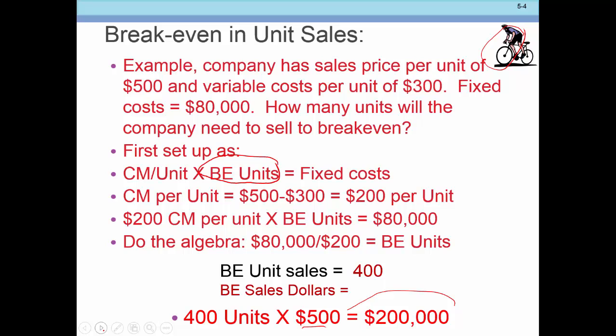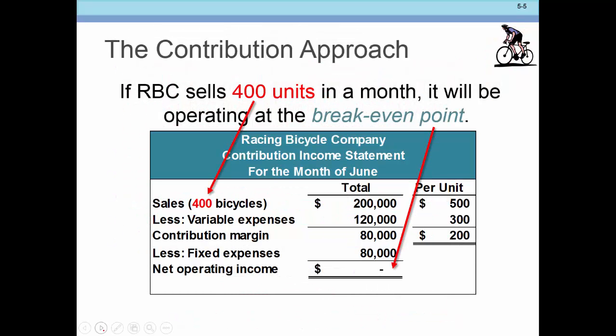Okay. Now, just to prove that in a contribution formatted financial statement, notice that we take our sales price, which is 400 bikes, times what? 500 per bike means we're going to generate, we've already seen, 200,000 in sales, right? We have to cover our variable costs so we even have some bikes to sell. That's going to be 400 bikes times $300 variable cost per unit, that's 120,000, isn't it? Right? Which means we have a contribution margin of 80,000. You subtract out the fixed expenses of 80,000. Did we break even? Do you have an operating income of 0?